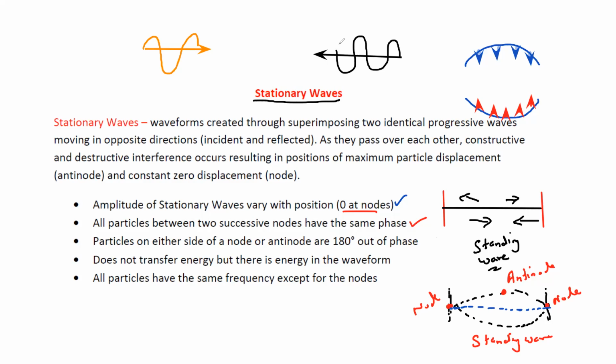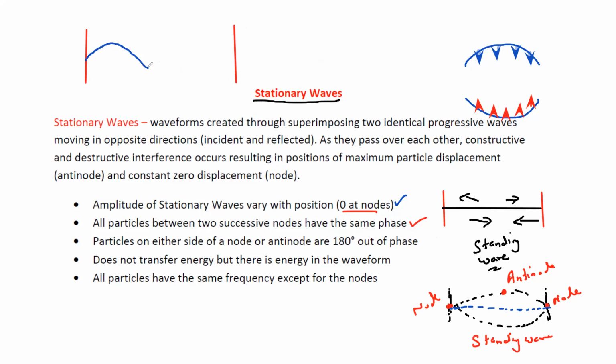So what does it mean? For example, if a pattern is produced in this manner, say a standing wave is produced by a combination of two or more waves.